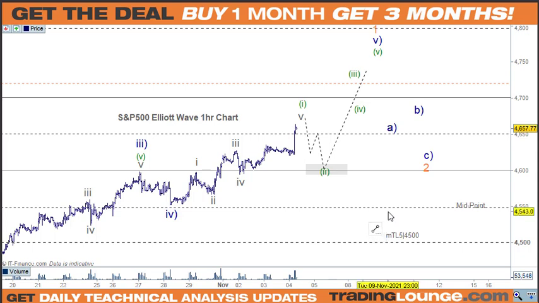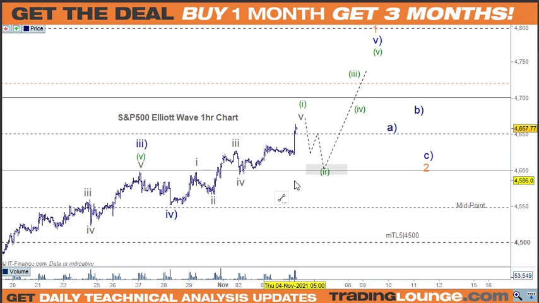So, the A wave would be a sharp sell-off. It's Thursday in Australia today, so Thursday we normally look at the bear day, and let's see how that goes, and then Friday we can look to be bullish again.